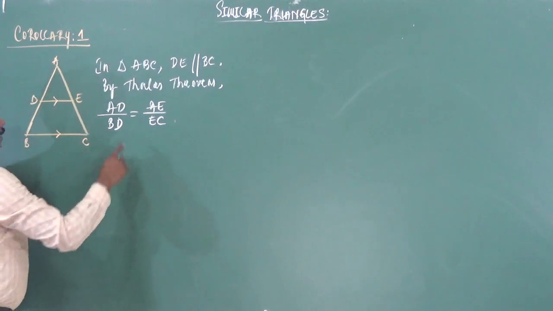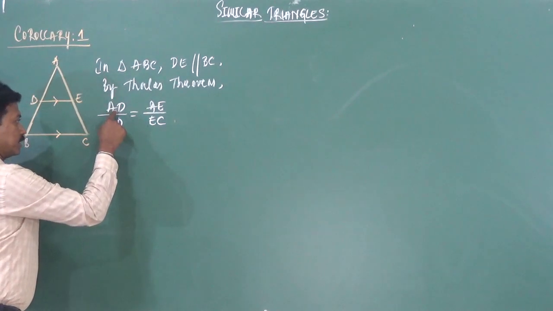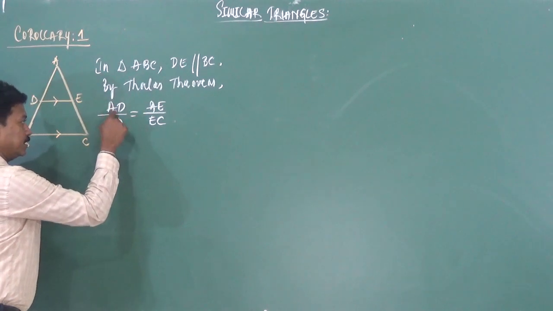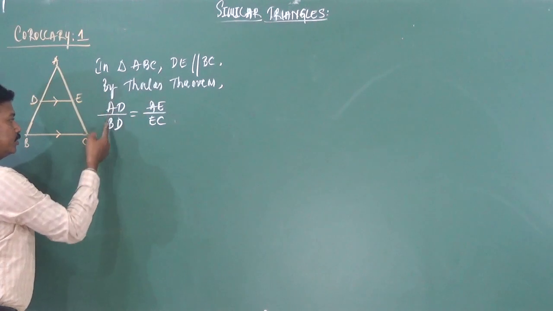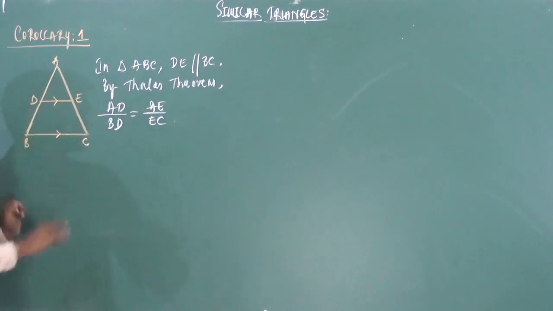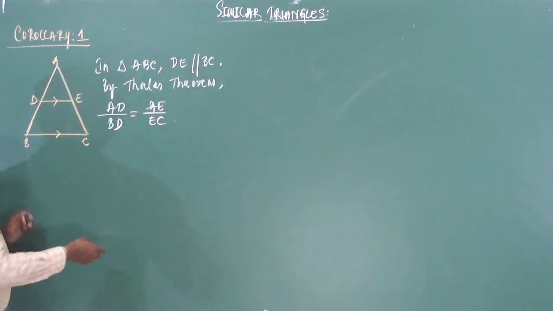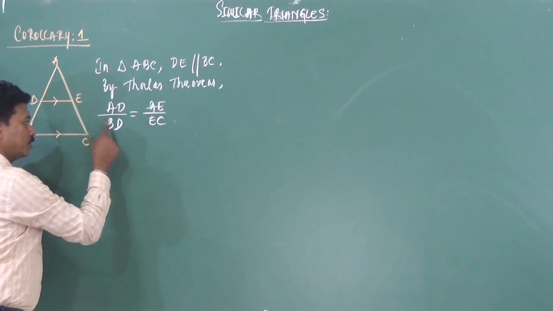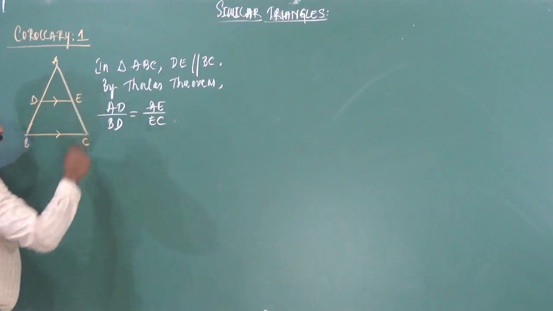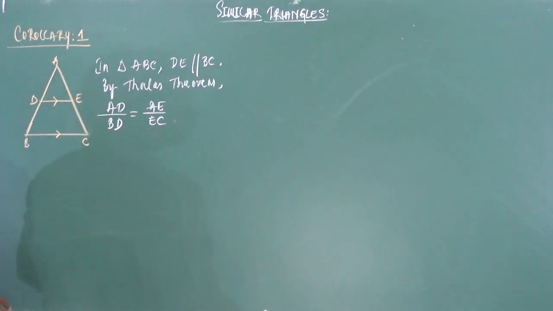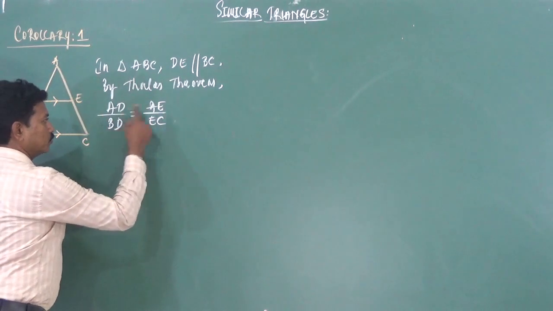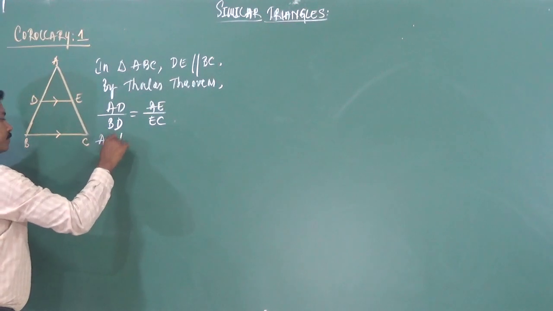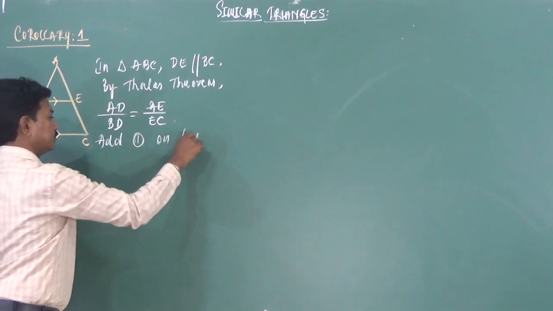Now, I want AD to remain in the numerator, and BD to remain in the denominator, but I want BD to be added to AD. I hope you understood. Once again, AD should remain in the numerator, BD in the denominator, but BD should be added to AD. The same thing should happen on the other side also. What is to be done for that? It's very simple. You have to add 1 on both sides.